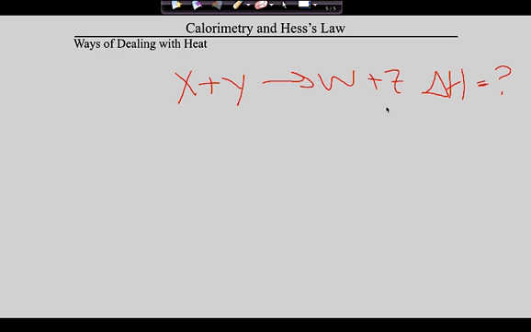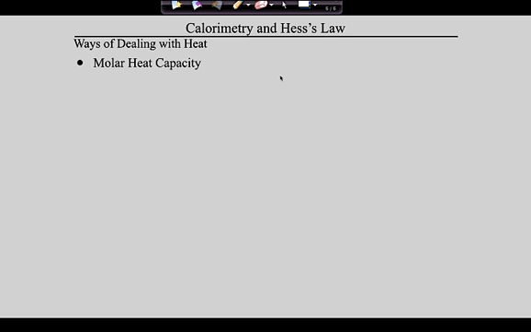Okay, so with that said, guys, how do we deal with heat? Understanding what we're really talking about is enthalpy, because we've already gotten rid of work. You okay? Okay, so how do we deal with heat? Well, guys, there's a couple of ways we can do this. One of them is what is called molar heat capacity.